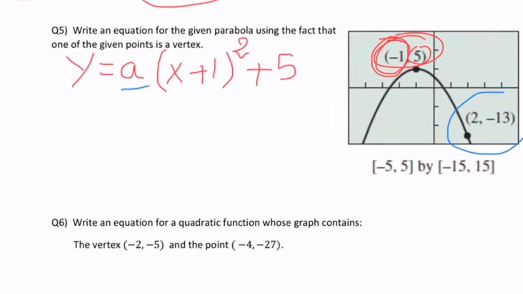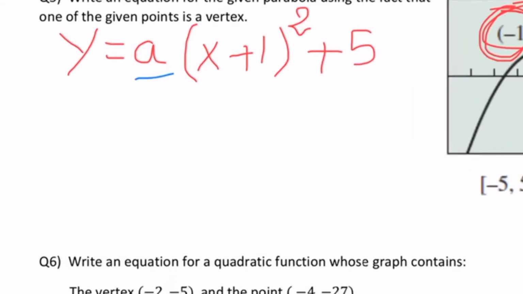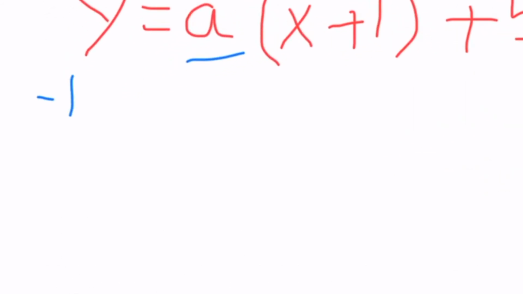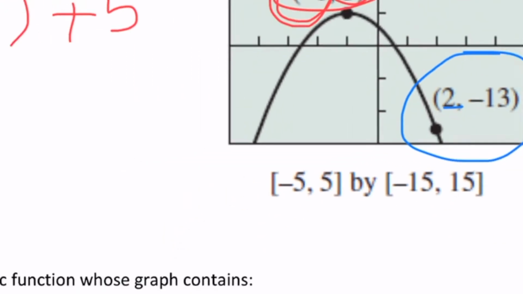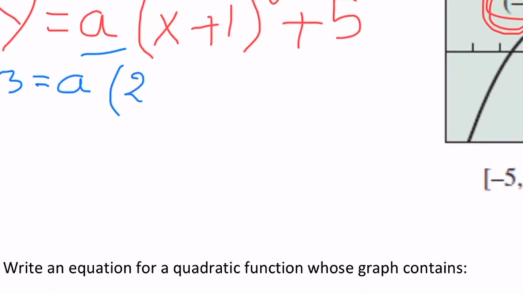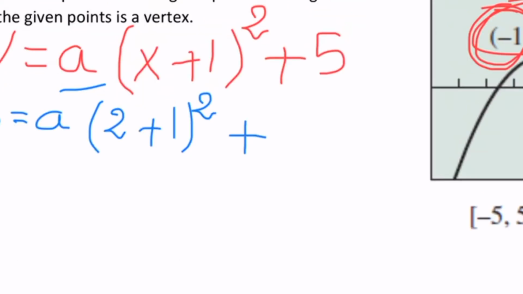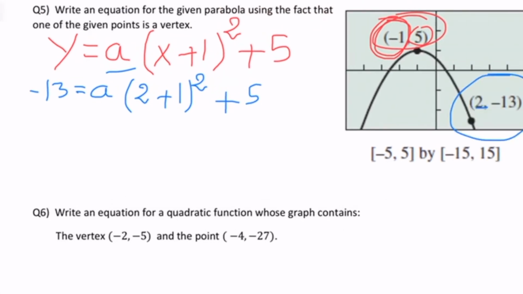We need to use the second point. It's a point on the graph. That means this point verifies the equation. So the y is minus 13. So we put negative 13 equals a times, and the x is 2, so 2 plus 1 squared plus 5. Simplify now.